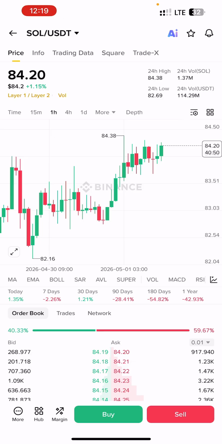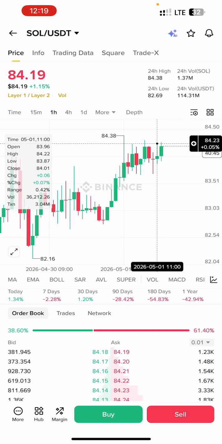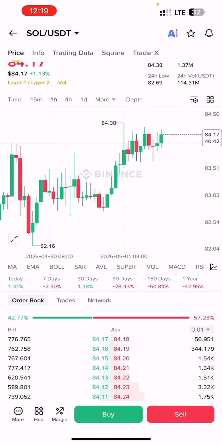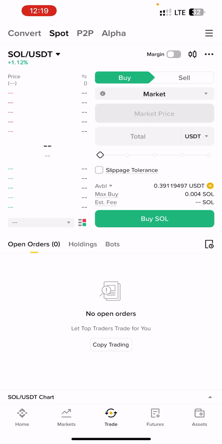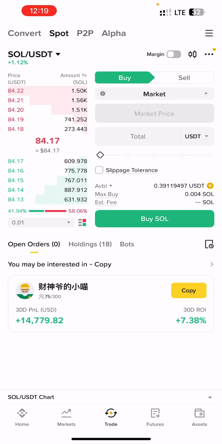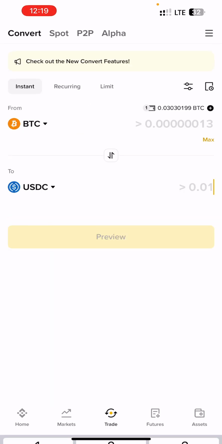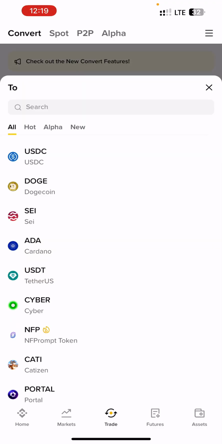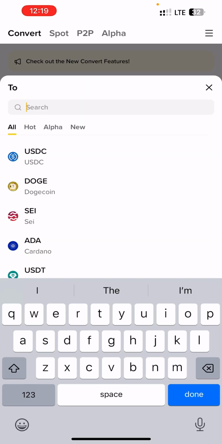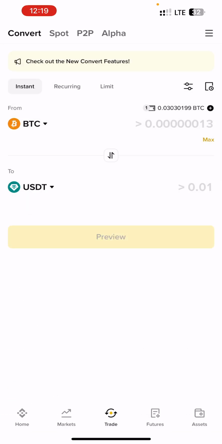If I want to buy Solana now, and I'm comfortable with this price here, which is 84.18, I will click this buy here. When I click this buy, this is what I will see, which is spot. This one is convert. We can convert if I have USDC or USDT or any other one. All these ones here are actually stable coins. So if I have BTC and I want to convert it to USDC, I can easily do that.